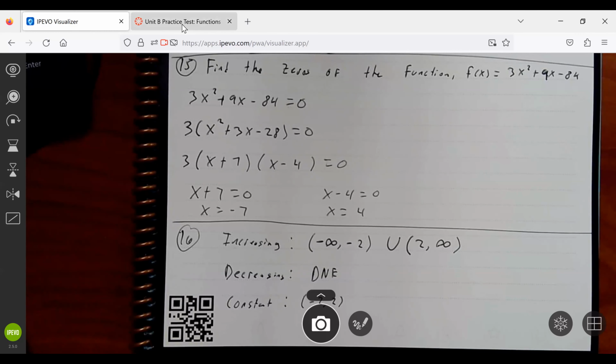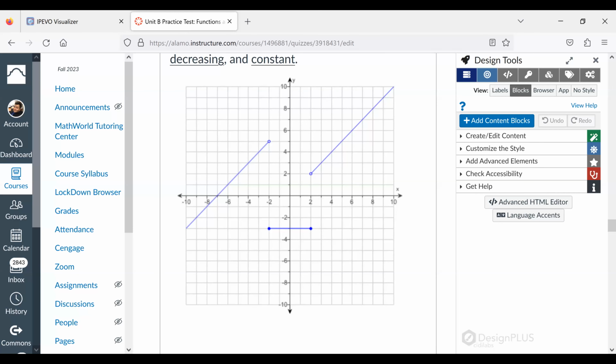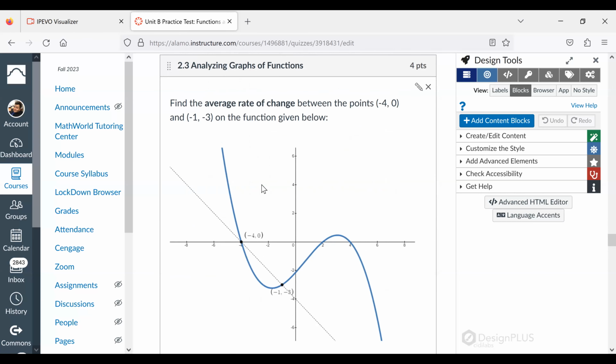Okay, move on then. Average rate of change.